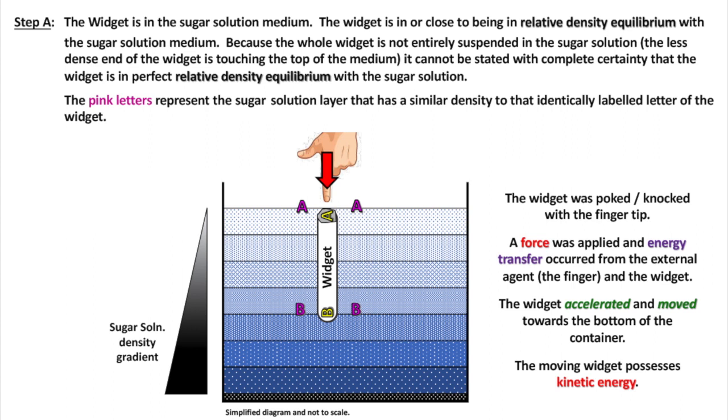The pink letters represent the sugar solution layer that has a similar density to that identically labeled letter of the widget. The widget was poked or knocked with a fingertip. A force was applied and energy transfer occurred between the external agent, the finger, and the widget. The widget accelerated and moved towards the bottom of the container. The moving widget possesses kinetic energy.